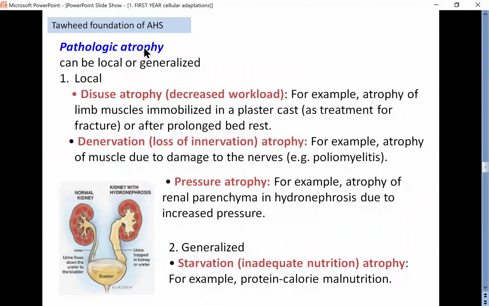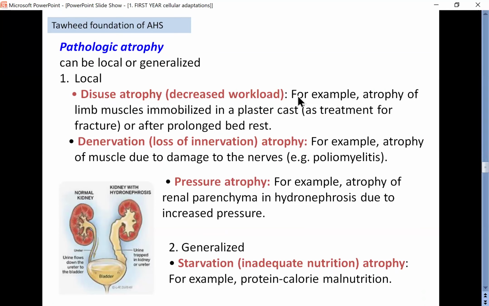That means atrophy, the reduction in size, usually seen in a disease condition. Pathological atrophy can be divided into local or generalized. Local means only in a specific or affected area we can see the atrophy. For example, we have given three examples. First, disuse atrophy. Disuse atrophy means we are not using the particular area, so the workload or the functional demand is less. So the cells are reduced in number or reduced in size.